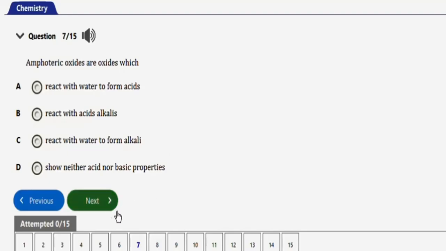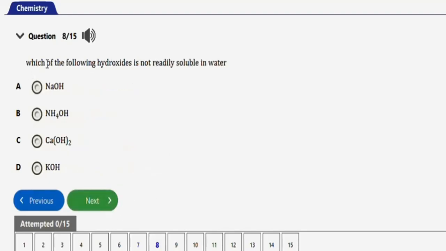The next question will be this one. It says which of the following hydroxides is not readily soluble in water? We have sodium hydroxide, which is a strong base. It ionizes completely in water. We have potassium hydroxide, which is also a strong base.